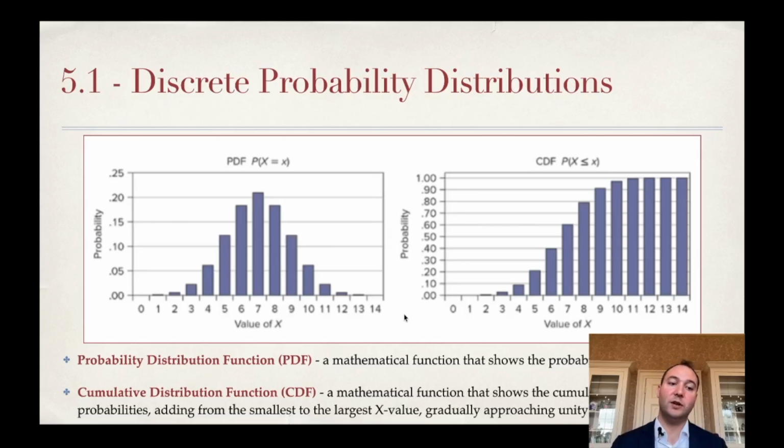So that lets us create a cumulative distribution function, a CDF. That's what we see on the right. A CDF is a mathematical function that shows the cumulative sum of probabilities, adding from the smallest to largest x value, gradually approaching 100%. If we add all up until 10, we have about 95%. If we add up all the numbers up until the last value in our sample space, we get 100%. So that's what this CDF curve is mapping.